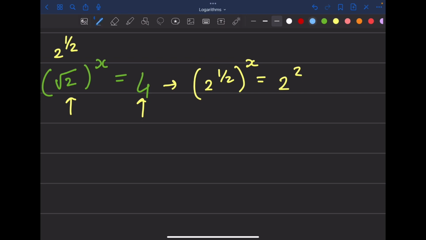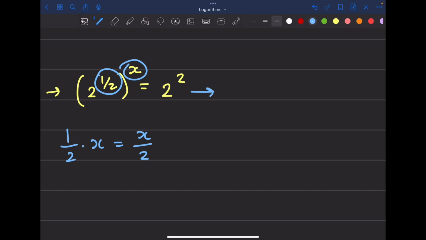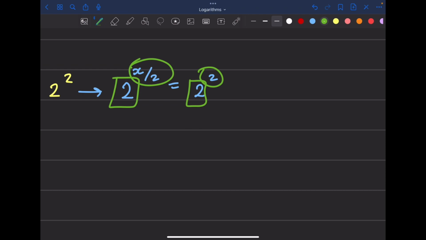And then using our exponent rules, if you have an exponent to an exponent, we can multiply them together. So 1/2 times x, I'm going to write it down here, 1/2 times x is equal to x over 2. Okay, so now we know that this can be written as 2 to the power of x over 2 is equal to 2 to the power of 2. And our goal here was to have the same base, because once you have that, these exponents have to be equal. There's nothing else that can happen for these exponents to look different. So now we know that x over 2 is equal to 2. These exponents must be equal because once again the base is equal. So there's no other scenario where these exponents are not going to be equal.